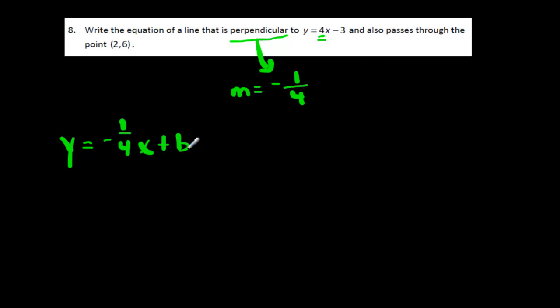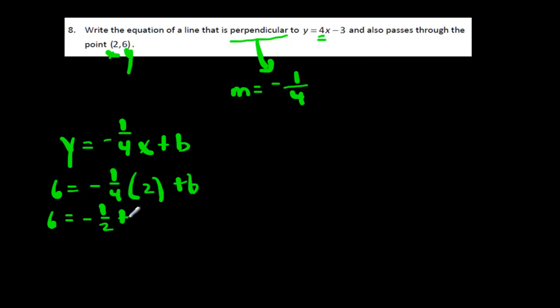So we can find out what b is by using the point here. This is your x and y. We can substitute those in. So 6 equals negative 1/4 times 2 plus b. 6 equals 2 times this. The 2 and the 4 can cancel. So you're going to have negative 1/2 plus b. And if you add the 1/2, you get 6.5.